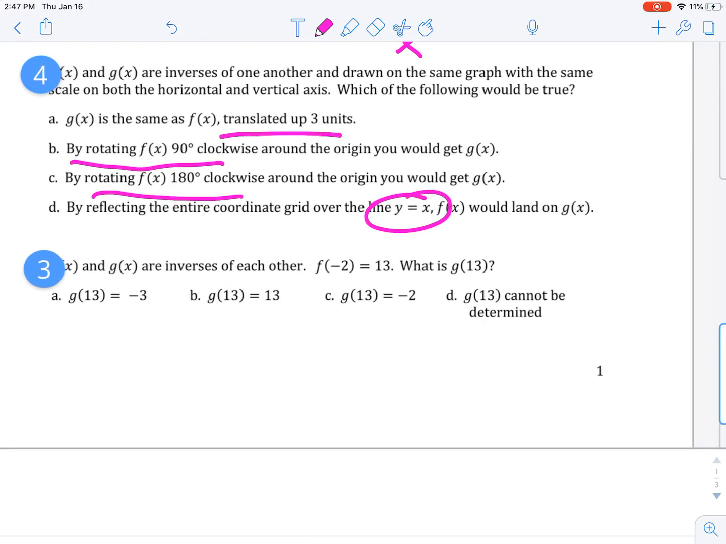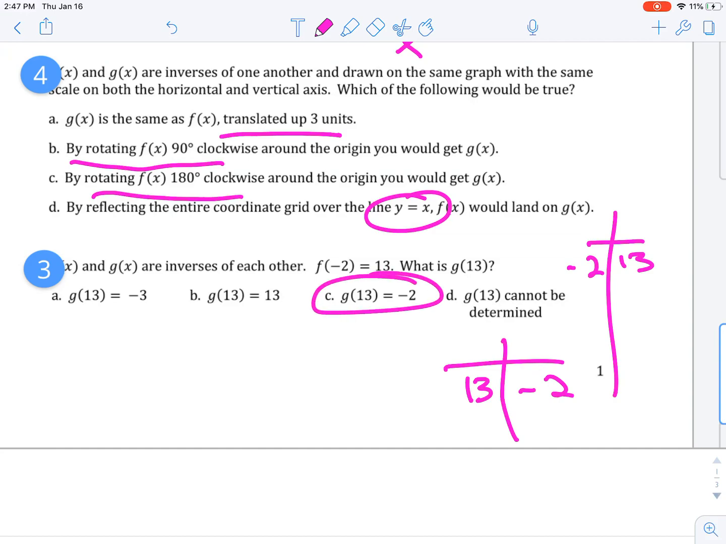Okay, f of x and g of x are inverses of each other. f of negative 2 is 13. So the other function, the inverse, remember if you have one where it goes like negative 2, 13, and this was f of x, then the other one, like g of x, would be the opposite. So that would be g of 13 is negative 2.